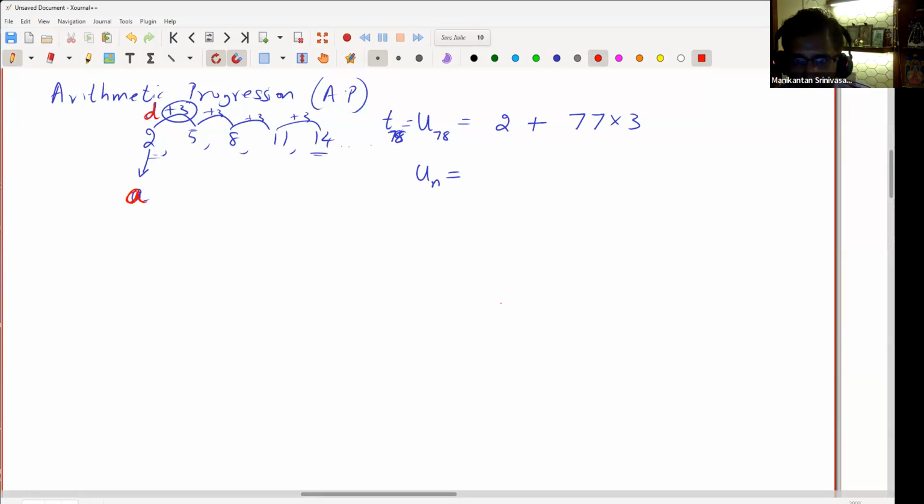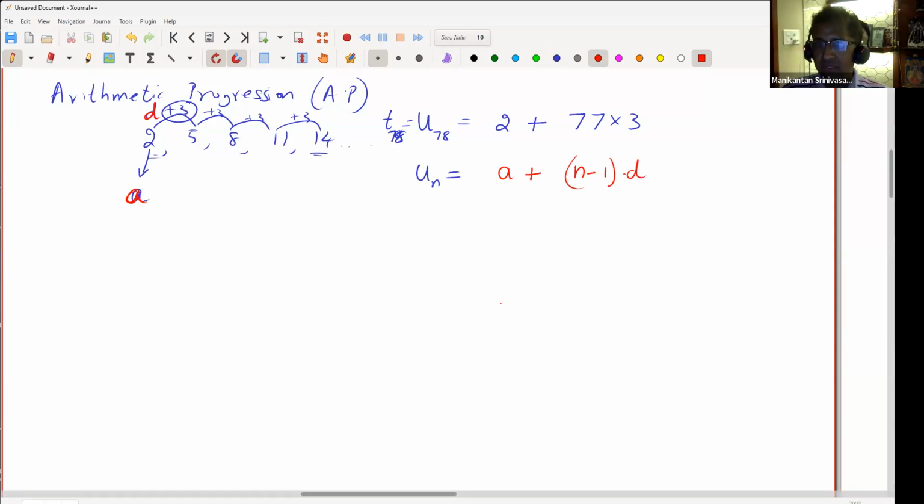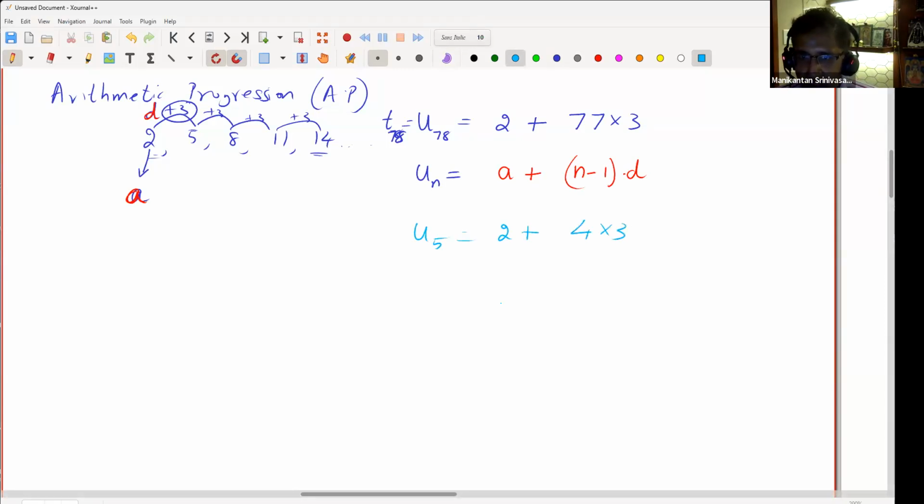Let's discuss that also. So it's A plus, to reach the nth term, we saw that we need n-1 hops, and each hop is of size D. So this gives the formula for the nth term. Let's check. Suppose we wanted to use this formula to find the 5th term. According to this, it would have been 2 plus (5 minus 1) times 3. So it should have been 2 plus 12, which is 14. And sure enough, we had the 5th term as 14. So that's finding the nth term.